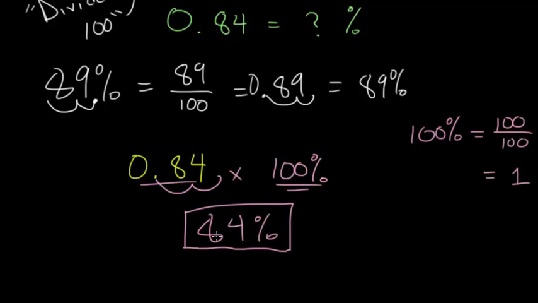Once you get here, think about it. 84% literally just means 84 divided by 100, which is 84 hundredths. So when we go back, it still gets back to the decimal that we started with. So we can feel confident that this is the right answer. Let's do a few more problems.